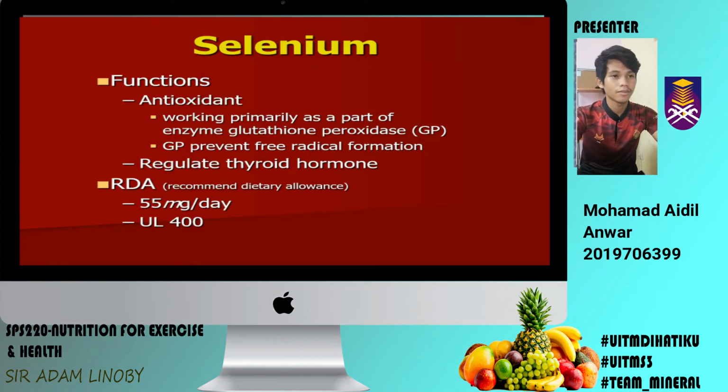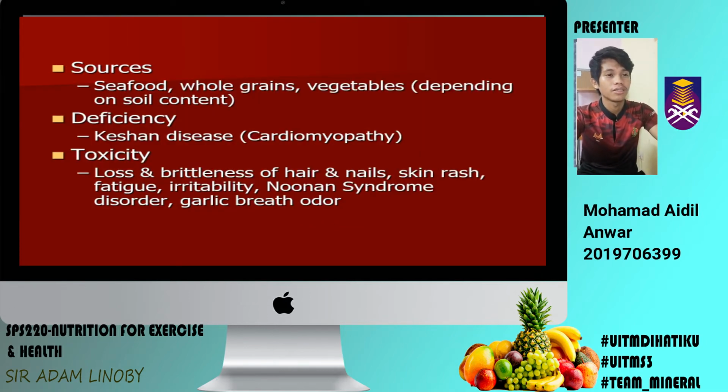The next mineral in trace minerals is selenium. The function of selenium is antioxidant, working primarily as a part of the enzyme glutathione peroxidase, or GP. GP prevents free radical formation and regulates thyroid hormone. The RDA, that is the recommended allowance, is 55 mcg per day only, and the UL is 400. Sources of this mineral are seafood, whole grains, and vegetables, depending on soil content.